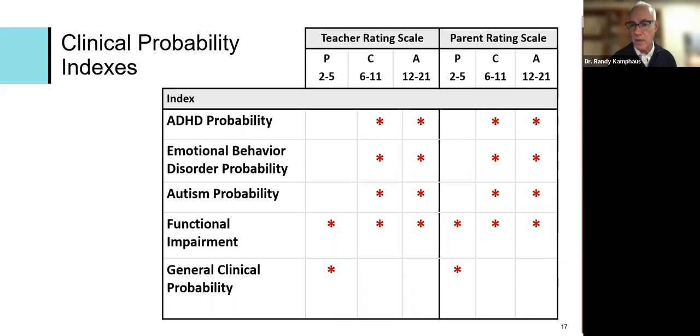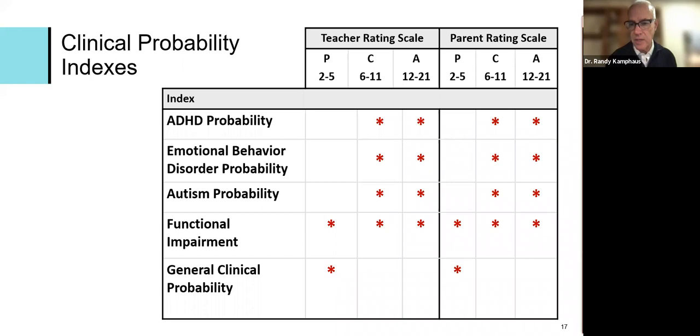The ADHD probability index simply used multiple regression, basically logistic regression, to see which items on the TRS and the PRS at the child and adolescent levels differentiated the children with an ADHD diagnosis from children without an ADHD diagnosis. That simple dichotomy was used to develop this scale. And that's what the ADHD probability index gives you: the probability that a child or adolescent has behavior patterns and emotional patterns that are aligned with other kids that carry an ADHD diagnosis versus not.